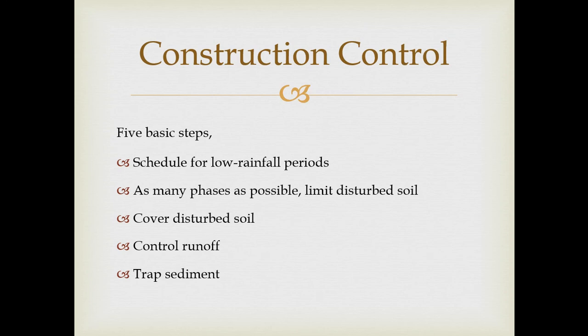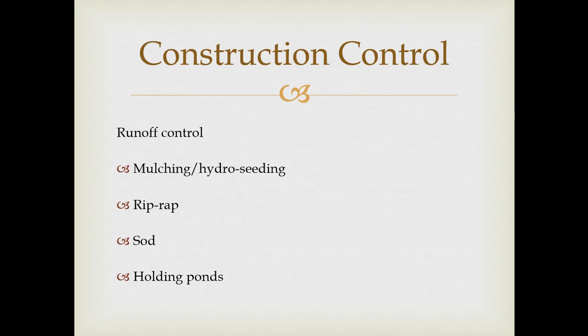Those often occur simultaneously. Runoff control could be mulching or hydroseeding. We saw riprap earlier on the hillside, laying contour strips of sod. Even if you are seeding, that sod is an immediate barrier to water movement, and then holding ponds where needed.